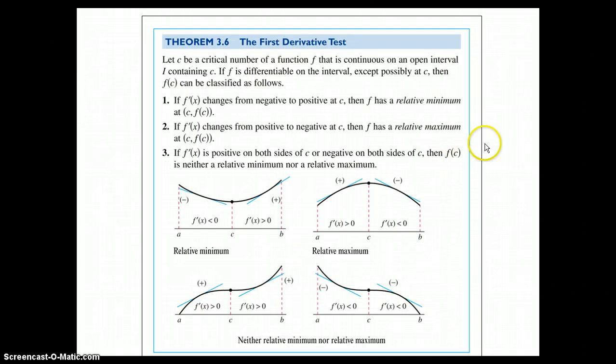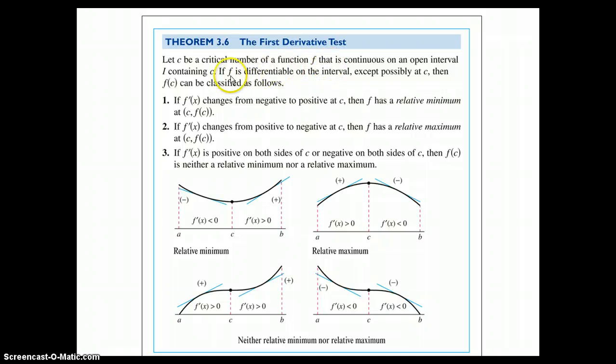The first derivative test is going to tell us about the critical points. It helps us classify whether the critical points are either a relative min, relative max, or neither. So what's important here, make sure you are looking at this first condition. C is a critical number of the function. The function has to be continuous.